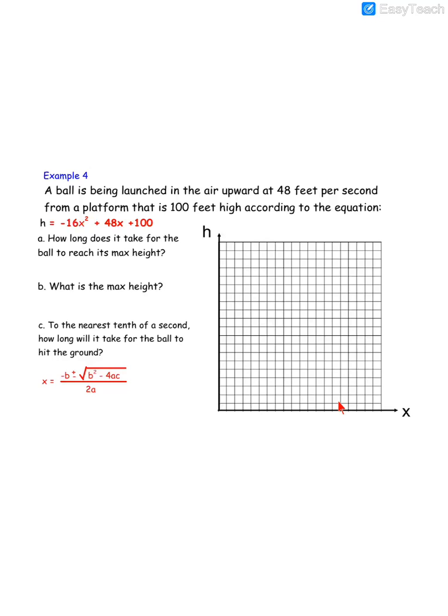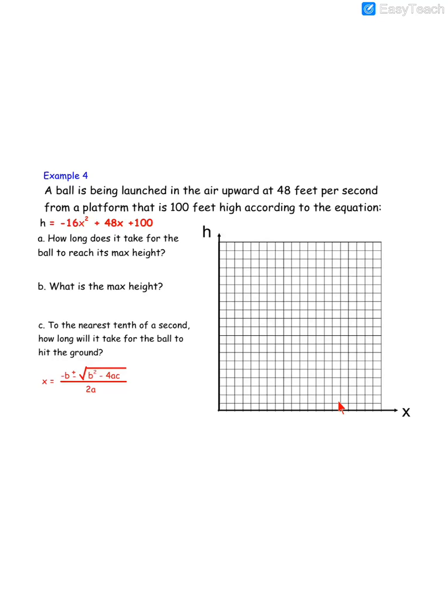Example 4. A ball is being launched in the air upward at 48 feet per second from a platform that is 100 feet high according to the equation h equals negative 16x squared plus 48x plus 100. How long does it take for the ball to reach its maximum height? Okay, so let's plug this in our calculator. So we're going to do y equals, we're going to again clear out anything that's in here. This one's already in standard form, so we're going to plug it in.